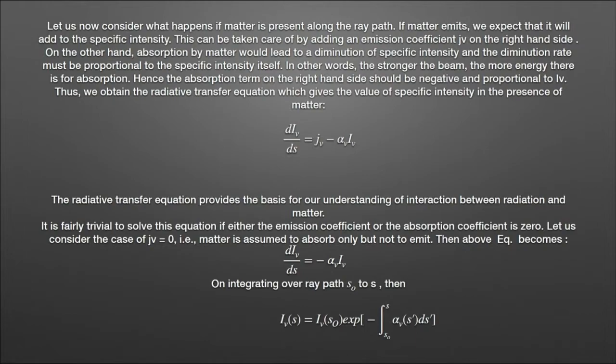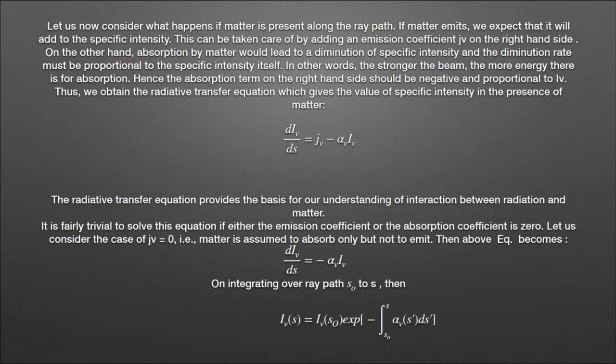Thus, we obtain the radiative transfer equation, which gives the value of specific intensity in the presence of matter: dIν/ds is equal to the emission coefficient jν minus αν Iν. The radiative transfer equation provides the basis for an understanding of the interaction between matter and radiation. It is fairly trivial to solve this equation if either the emission coefficient or the absorption coefficient is zero.